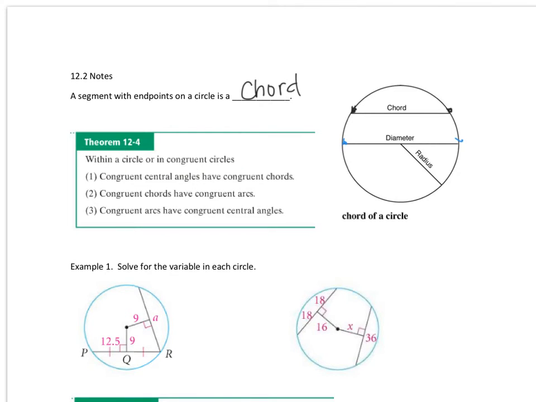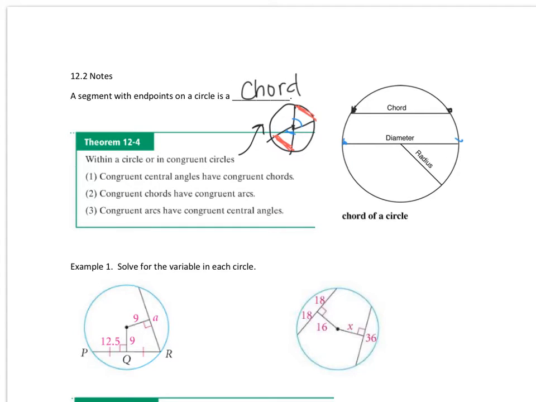So there's a theorem that reads congruent central angles have congruent chords. So what this looks like is if you have a circle and you have this angle, this is called the central angle, and you have this angle, these two are vertical, that they have congruent chords. So this segment would be equal to this segment. This red chord would be equal to this red chord.